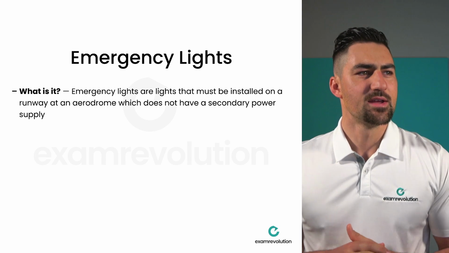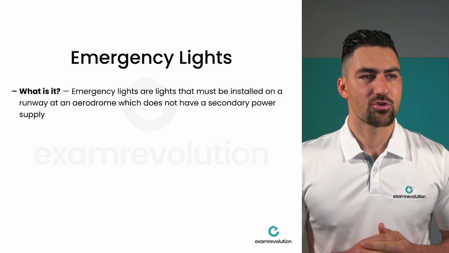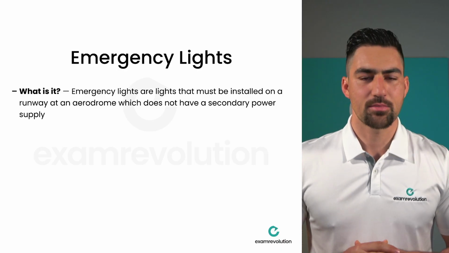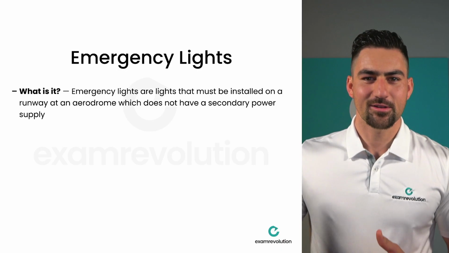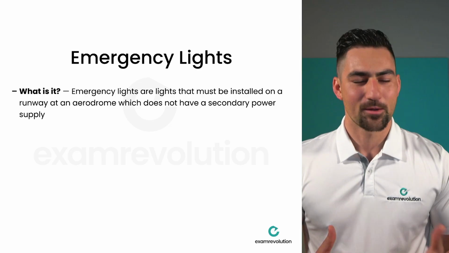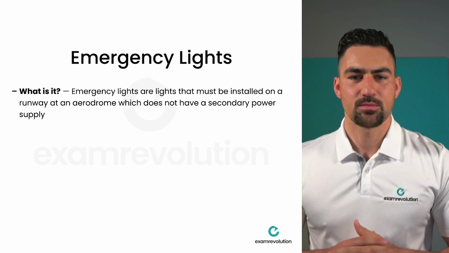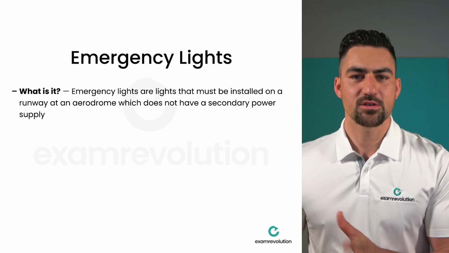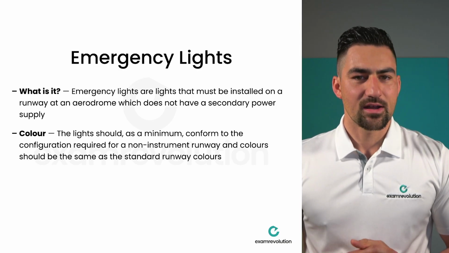Now, what is this? Emergency lights are lights that must be installed on a runway at an aerodrome which does not have a secondary power supply. Can you imagine you're sitting there on final approach onto the runway and suddenly there's a power outage and you just lose all of the lights on the runway? That will obviously be an issue, right? And that's why they say that emergency lights must be installed at an aerodrome where there's no secondary power or no backup power.